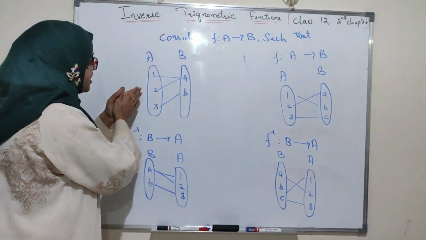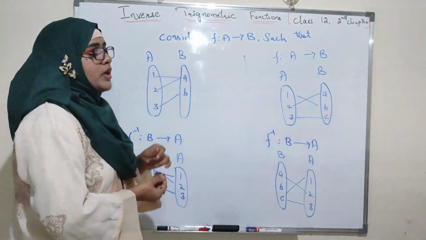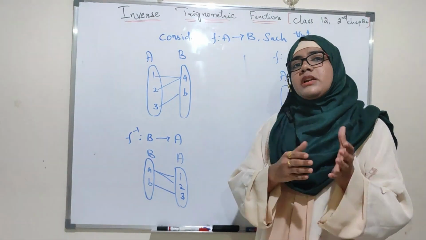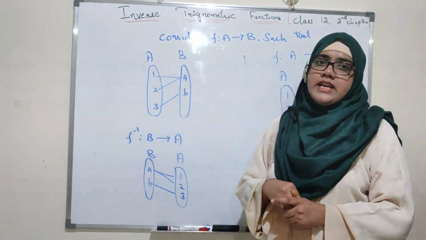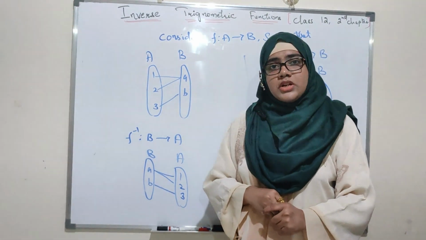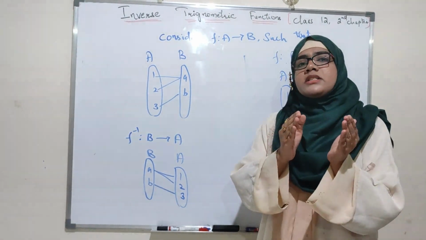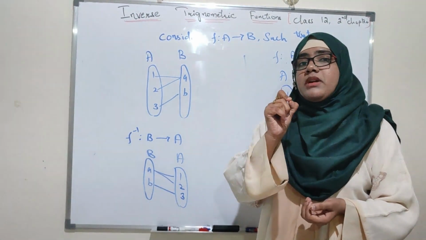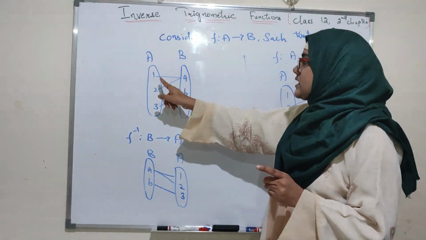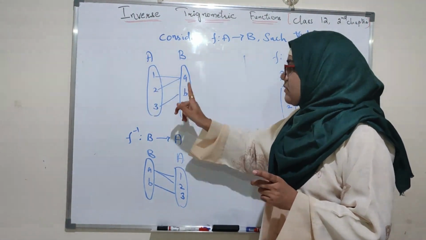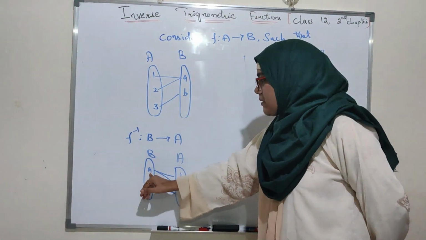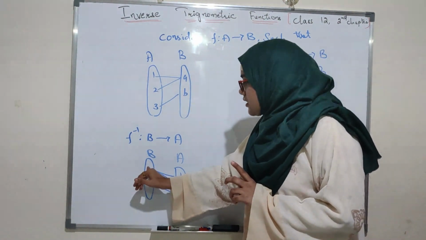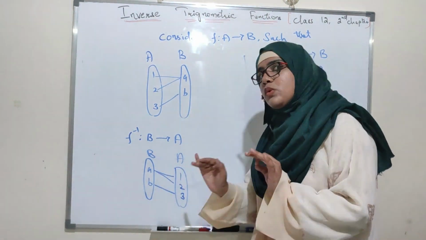Firstly we have discussed what a function is. If every element has an image in the second set, or the codomain set, then it will form a function. If some different elements connect to the same element, it will still form a function. But if one element has two images, then it will not form a function.